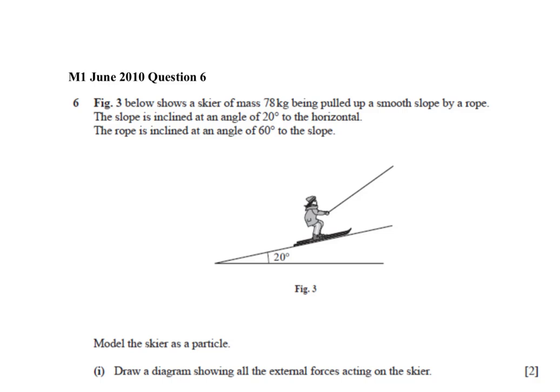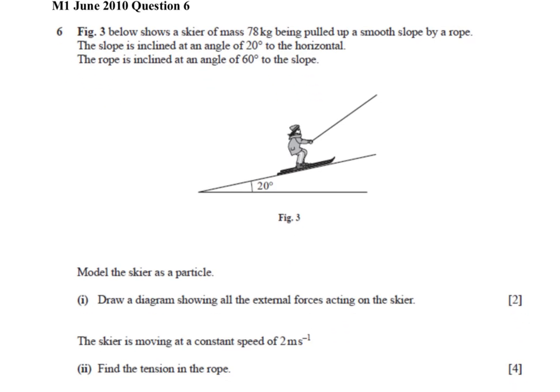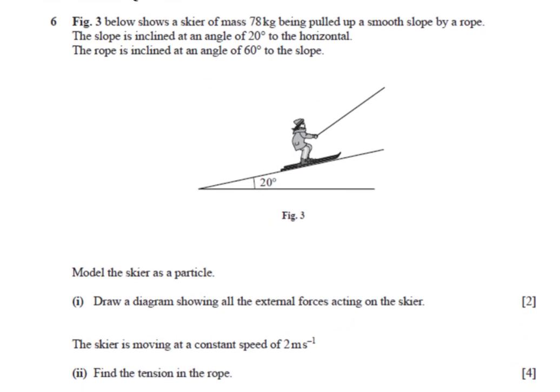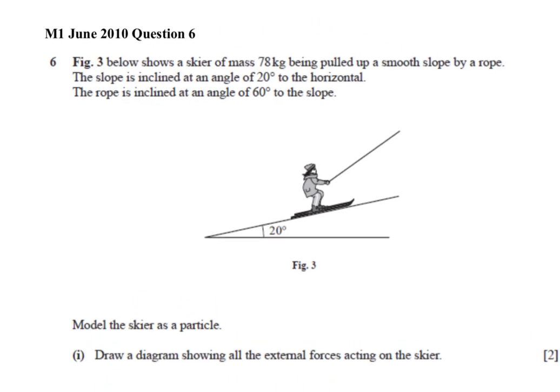This question is from an M1 paper, which would be equivalent to AS2, and it's a mechanics question. It says, the figure below shows a skier of mass 78 kilograms being pulled up a smooth slope by a rope. The slope is inclined at an angle of 20 degrees to the horizontal. The rope is inclined at an angle of 60 degrees to the slope. And it says, draw a diagram showing all the external forces acting on the skier.